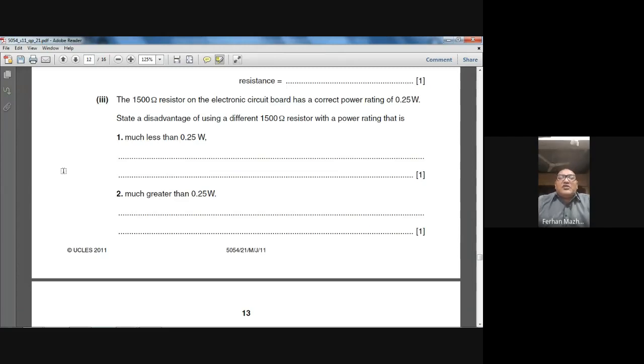So what will happen? When the current flows through the resistor, it converts it into heat. Because its power rating is less than the power produced by that current and voltage in that circuit, that resistor will become hot. It might become very hot. It might become so hot that the resistor might glow. Because there the power is supposed to be 0.25 watt.